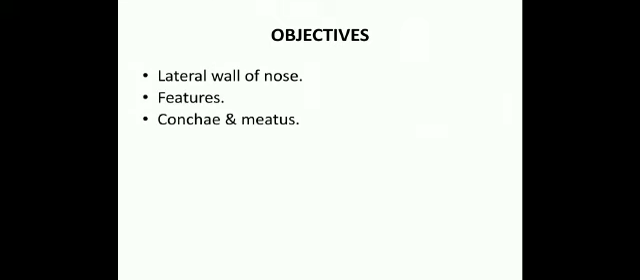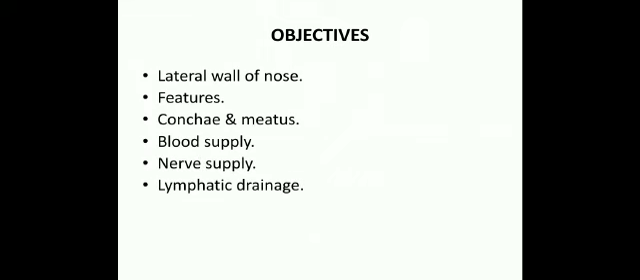So today we will discuss the lateral wall of the nose. The objectives are to learn about the lateral wall of the nose, its features, the conchae and meatus, blood supply, nerve supply, lymphatic drainage, the development and the clinical anatomy.